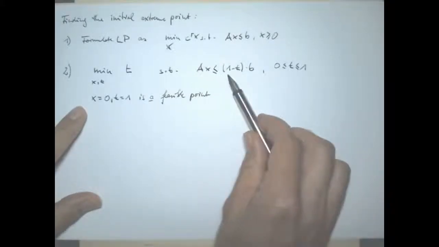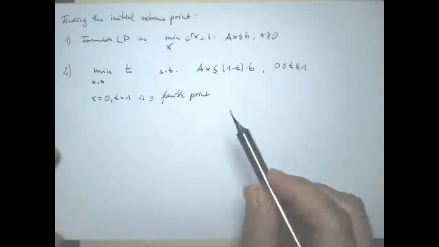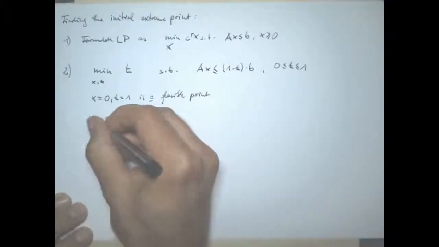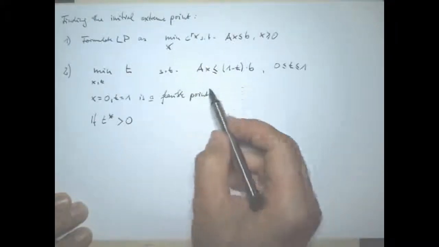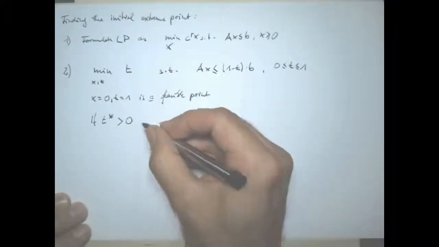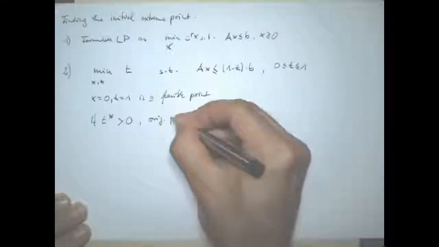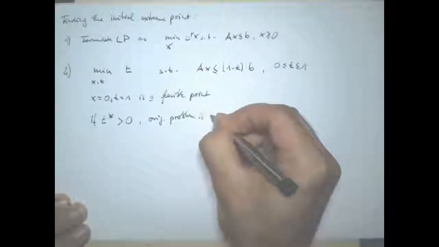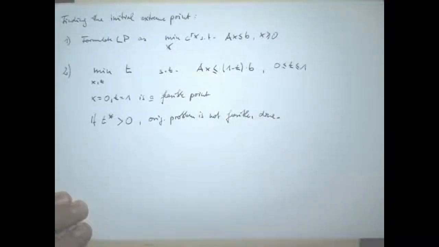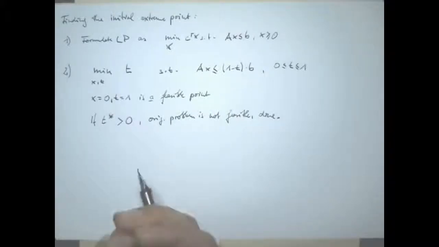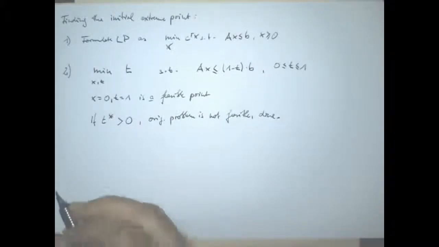And we have two possible outcomes. Namely, we could find an optimum value t star that is greater than 0, which means we're never going to recover our original problem. So the original problem in that case is not feasible, and we're done. Because obviously if you set up contradicting constraints, then there will be no solution to your linear program, and you get no solution.